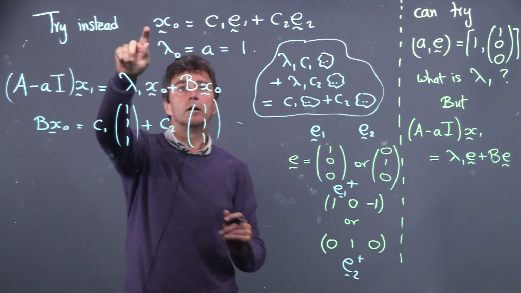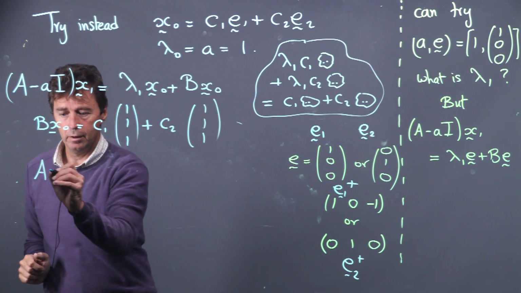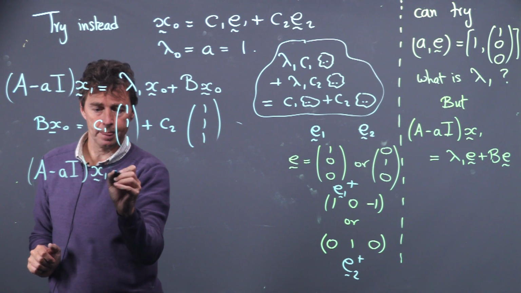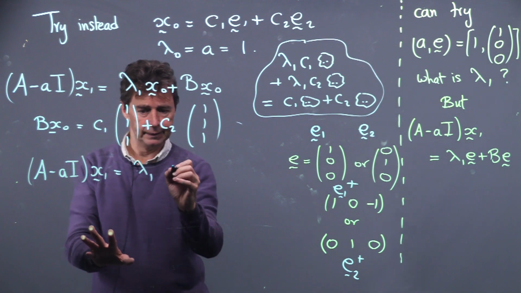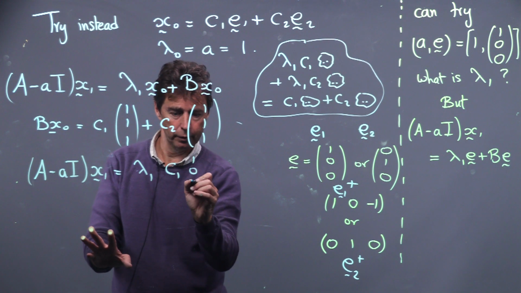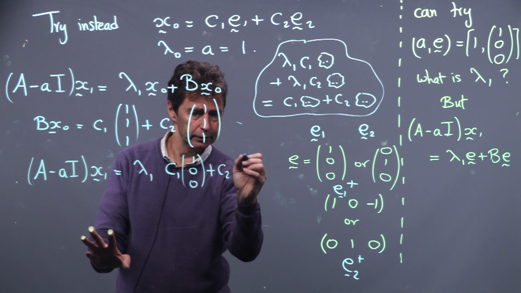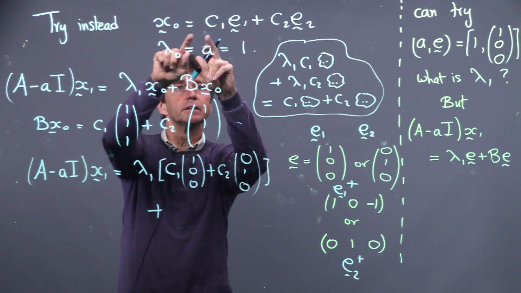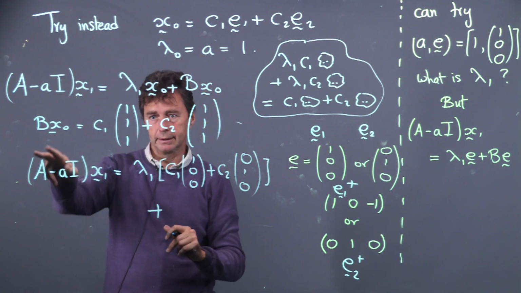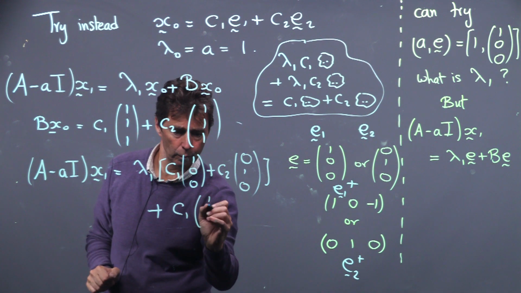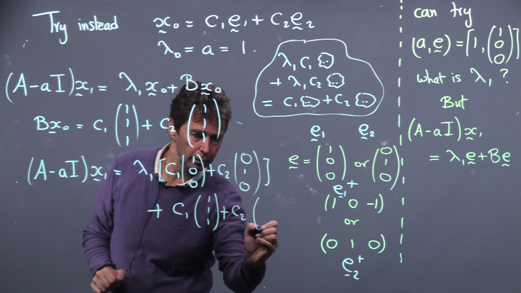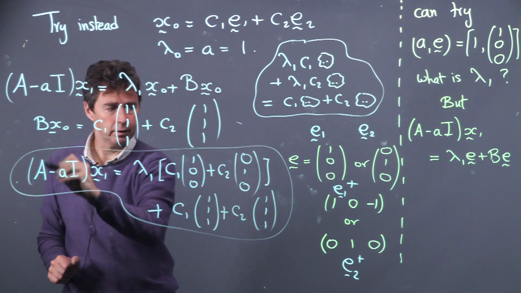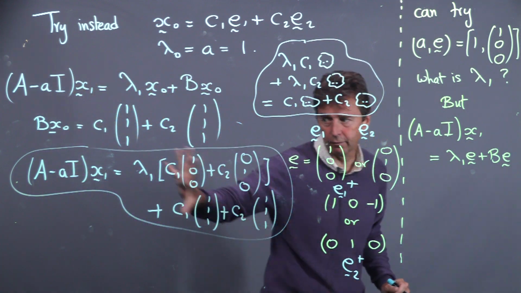So what have I got? In this equation, I have A minus lambda I times x1 equals lambda 1, and it's C1 (1, 0, 0) plus C2 (0, 1, 0). So that's that one. That's the first term here. And then we've got B x naught, that's this one. So that's C1 (1, 1, 1) plus C2 (1, 1, 1). So that's the equation. Now I know that if I now come along and multiply by that one or that one, I get rid of the left-hand side.